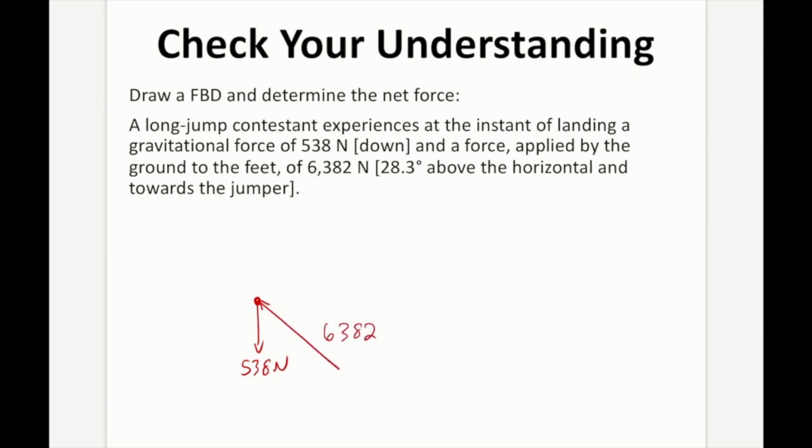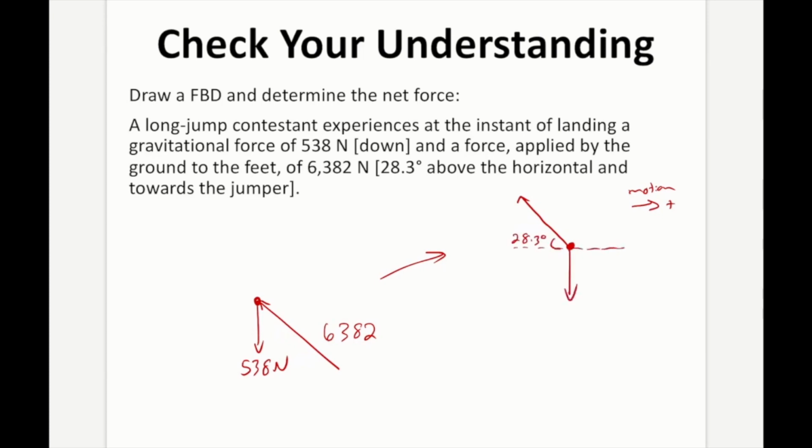So what we need to do is find the net force. We have our free body diagram, and we could rewrite it properly. So it looks something like this. We're going to have a force going up, so that's towards. We're going to say that is going to be our motion, and that's going to be positive. So it's going to be towards and above the jumper, 28.3 degrees.